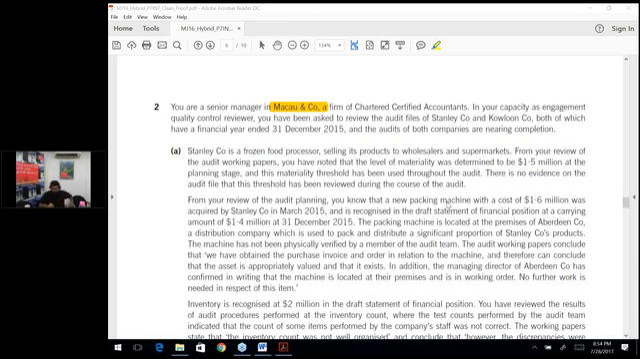Okay, the question says that you are a senior manager in Macan company, etc., etc. Now, Stanley company is a frozen food processor selling its products to wholesalers and supermarkets. From your review of the audit working papers, you have noted that the level of materiality was determined to be 1.5 million at the planning stage, and this materiality threshold has been used throughout the audit.